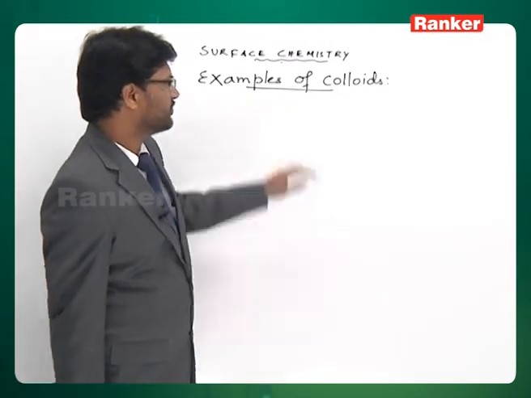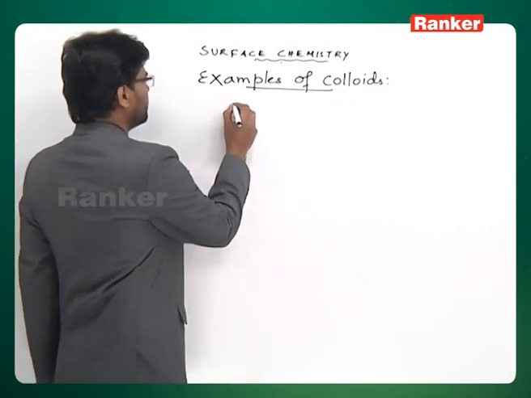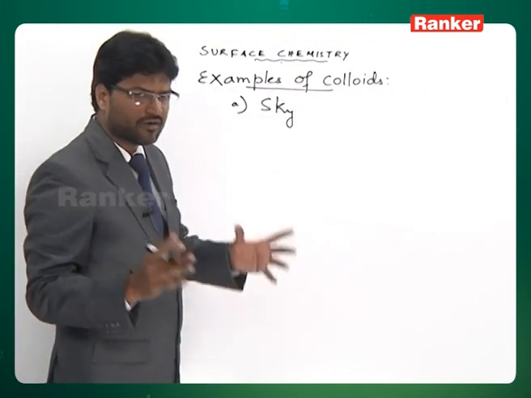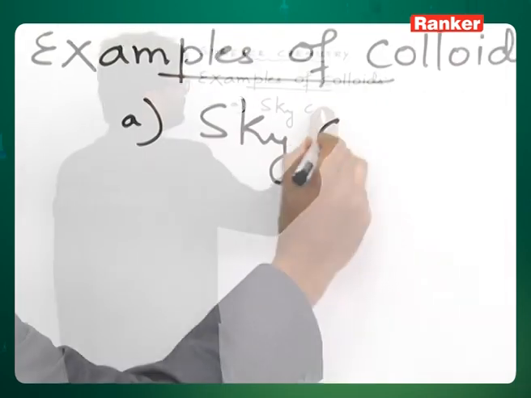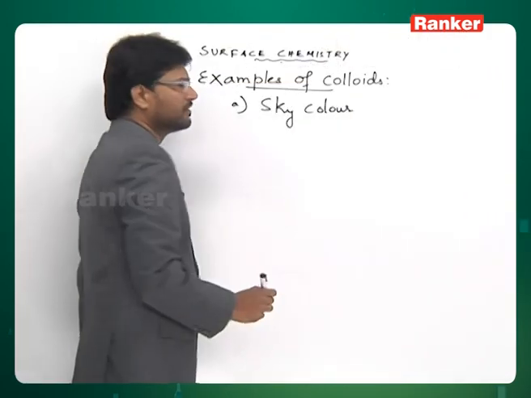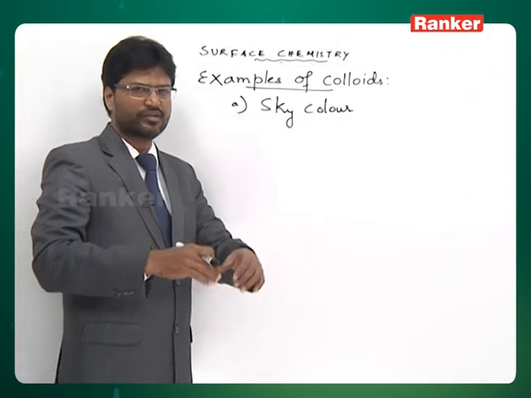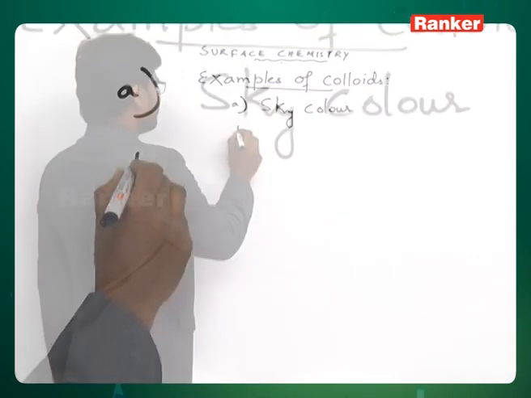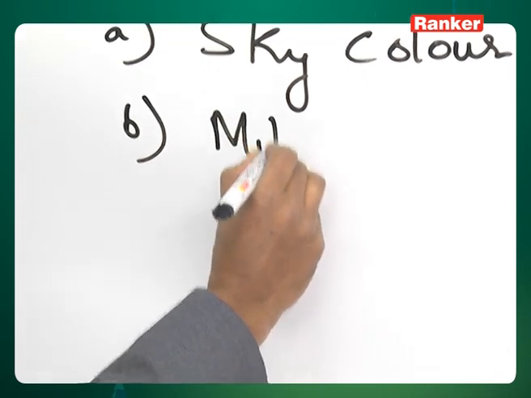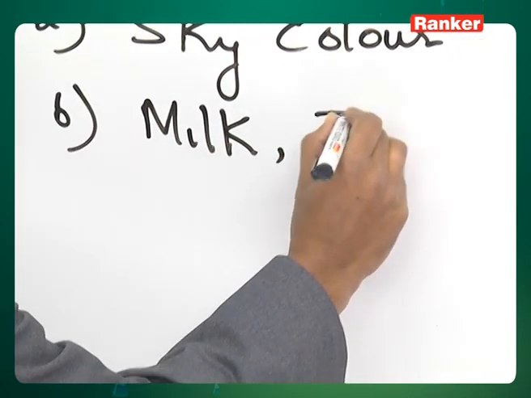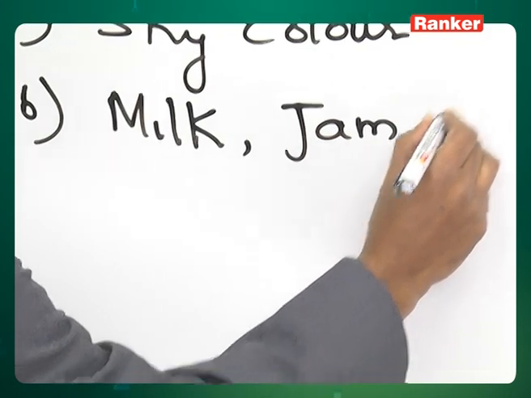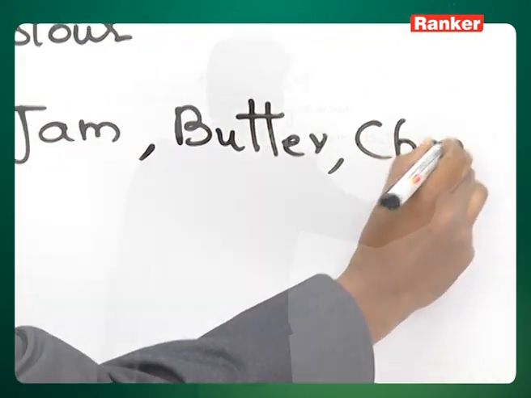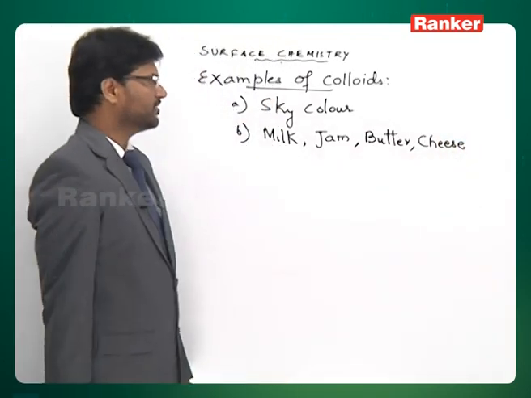Let us look at some examples of colloids around us. Number one is sky. The blue color of sky is due to the colloidal solution which is formed due to dust particles in the atmosphere. Then the food items, milk, jam, butter, cheese, these are also colloidal solutions.